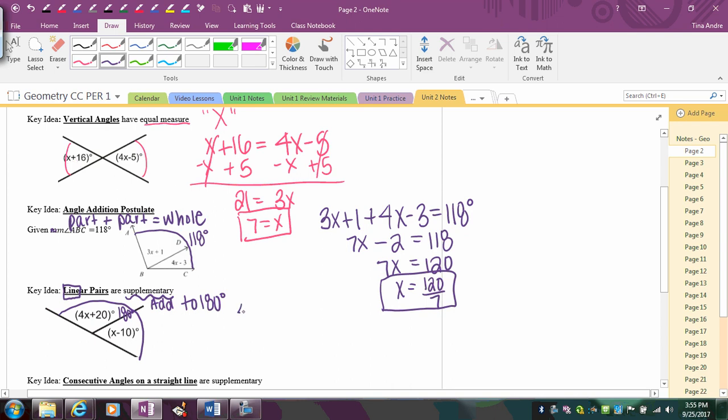So your equation would be 4x plus 20 plus the other part would have to equal the 180. Again, combine like terms, so 5x plus 10 equals 180. Subtract the 10, so you get 5x equals 170. Divide by 5, and we get x equals 34.